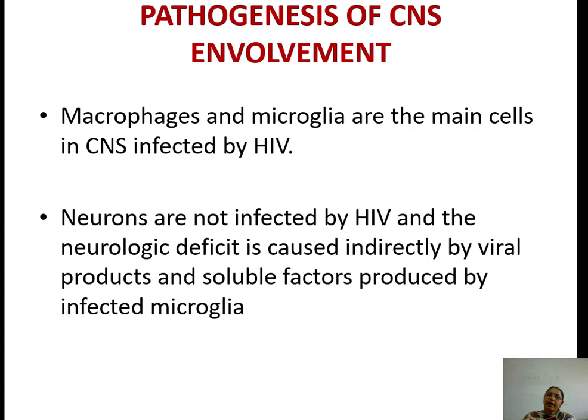In the CNS, macrophages and microglia, which are macrophage-like cells in the brain, are the main cells in the central nervous system infected by HIV. Neurons are not infected by HIV, and the neurologic deficit is caused indirectly by viral products and soluble factors produced by the infected microglia.